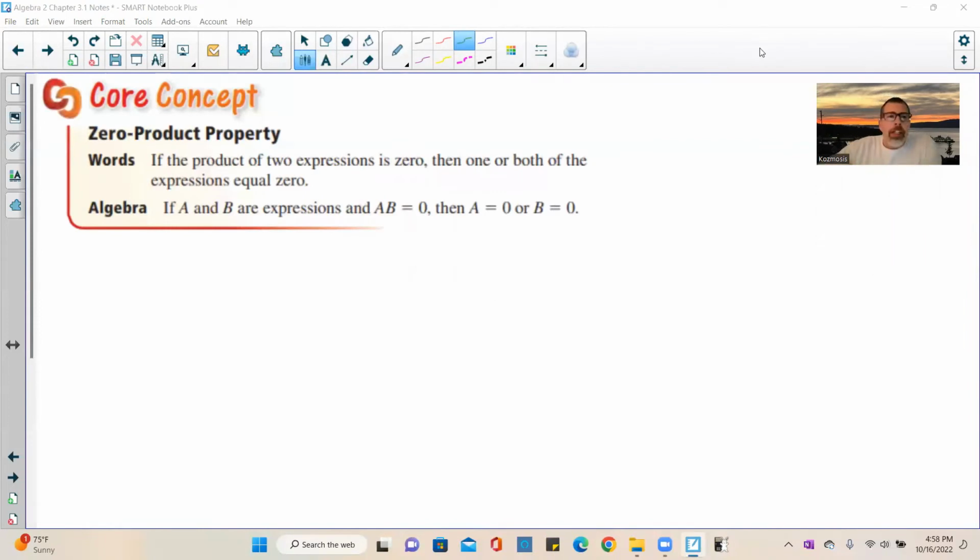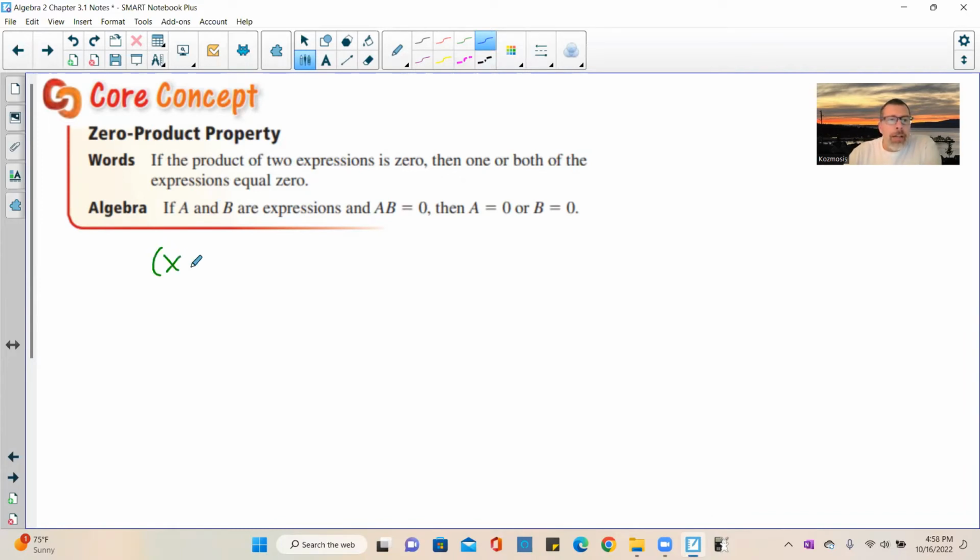All right, core concept here is the zero product property. We've discussed this before in class. The zero product property in words says if the product of 2 expressions is 0, then one or both of those expressions equals 0. So in other words, if A and B are expressions and AB equals 0, then A equals 0 or B equals 0. And I'm going to give you an example.